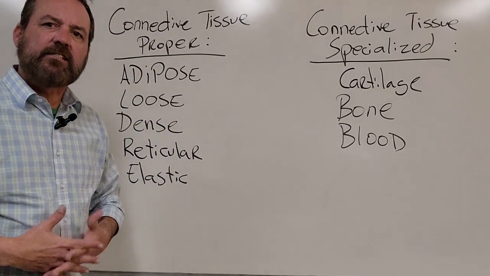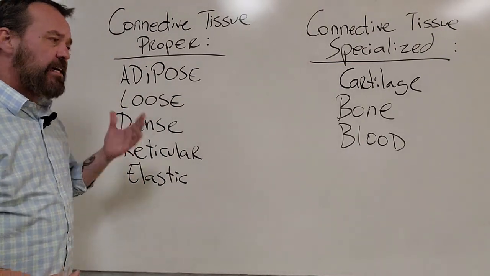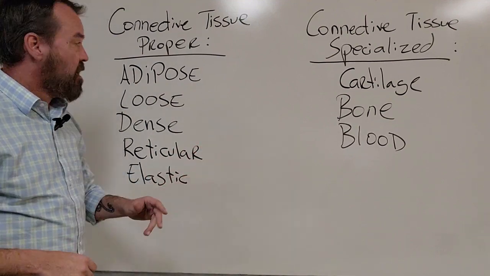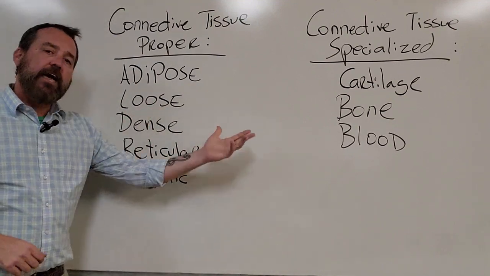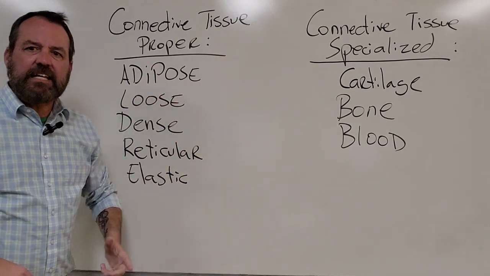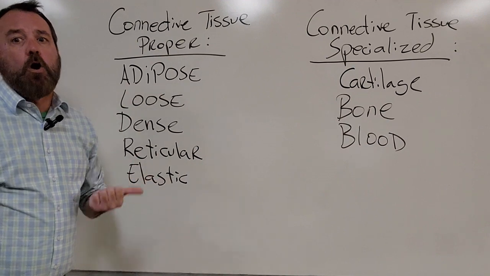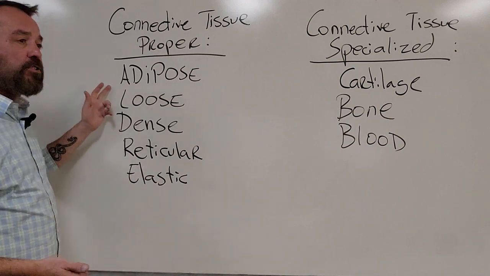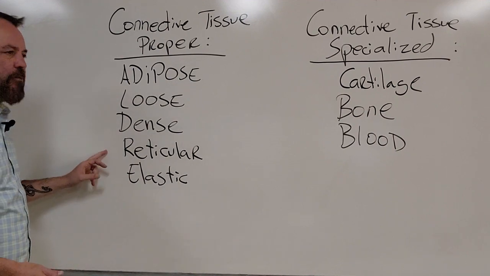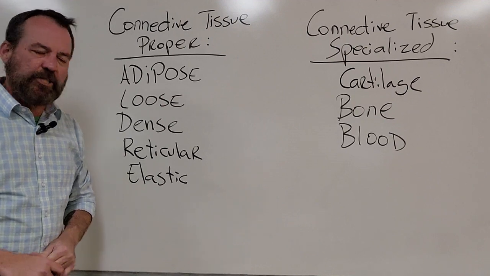Okay, the last thing before we actually get into the individual types of connective tissues is how we categorize our connective tissues. We have two categories. I've got connective tissue proper and connective tissue specialized. So with connective tissue proper, this is all of the types of tissue that you would probably assume are connective tissues. I've got adipose tissue, I've got loose connective tissue, I've got dense connective tissue, I've got reticular connective tissue, and I have elastic connective tissue.